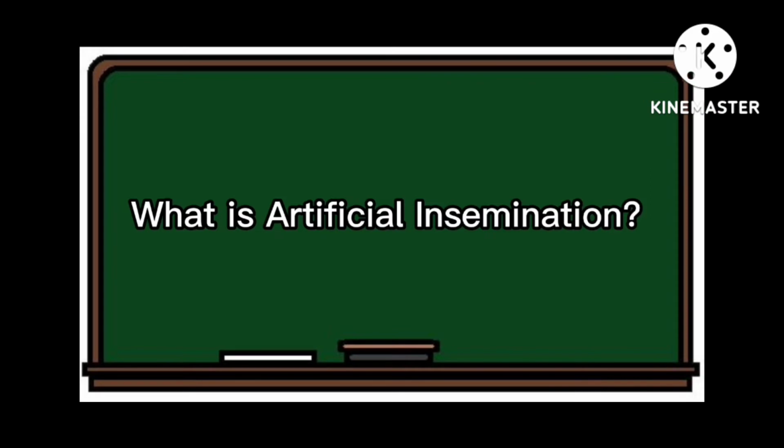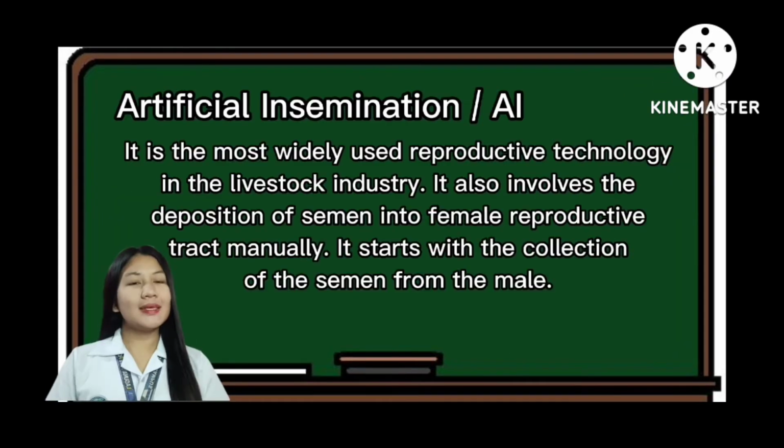What is artificial insemination, or what we call AI? It is the most widely used reproductive technology in the livestock industry. AI involves the deposition of semen into the female reproductive tract manually. It starts with the collection of semen from the male and its evaluation in terms of motility, viability, and concentration, followed by its deposition into the female reproductive tract.